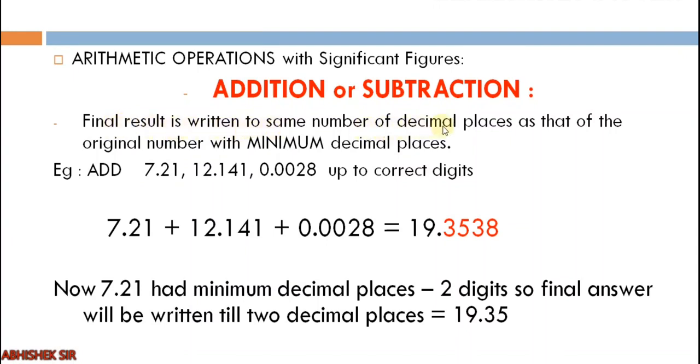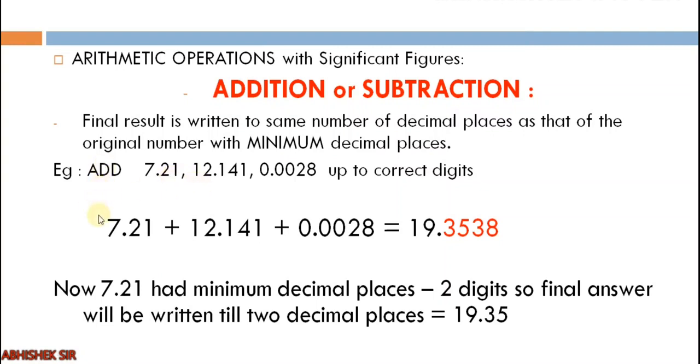Final result is written to the same number of decimal places as that of the original number with minimum decimal places. Right, so you see there are three numbers: 7.21, 12.141 and 0.0028. Now see the decimal digits, how many decimal digits are there? Over here after the decimal 2 digits are there, over here 3 decimal digits, and over here 4 decimal digits. Out of all three, which one is having minimum decimal places? This one, right? 2 decimals.